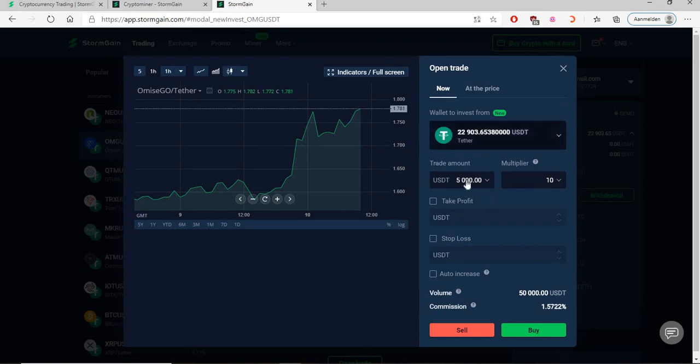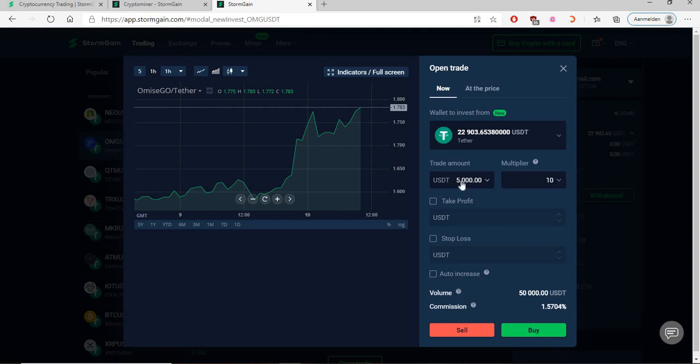Which trade amount am I going to give? I'm going to take it to 5,000 Tethers, and with a multiplier of 10. Why? Because you can see here the maximum volume that you can trade is 50,000 US dollar Tethers. Why is that? Because the maximum amount on your demo account was $50,000 Tethers. That's very important to know, guys.